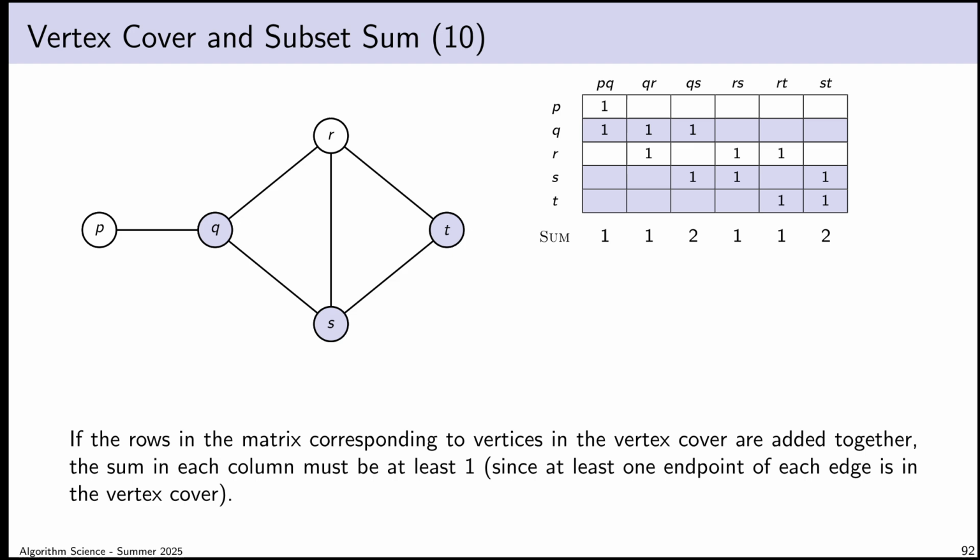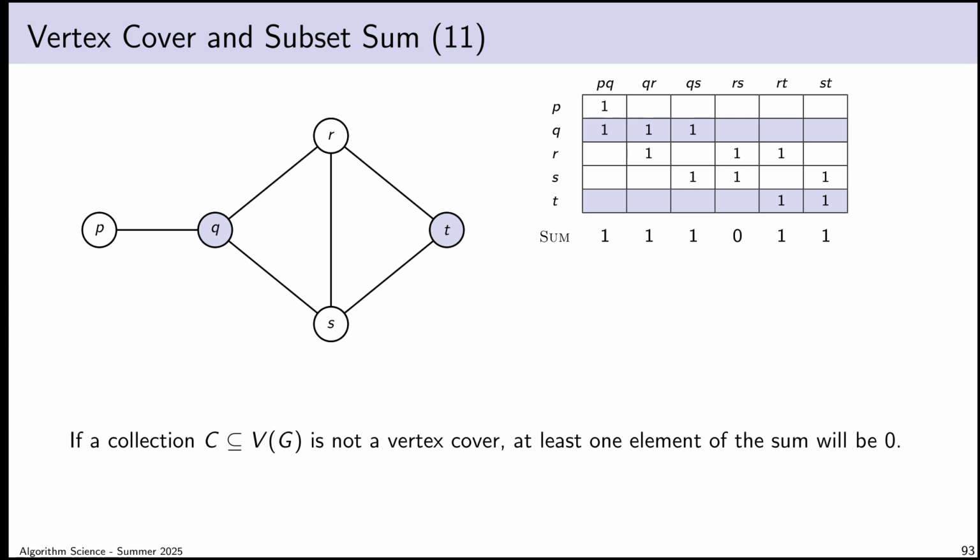If I look at those rows and add them all together, so I add together all of the shaded rows of the matrix and compute a sum, notice that the sum in every column has to be at least 1, because if I have a vertex cover, then at least one endpoint of every single edge must be in the vertex cover. So if I add together the corresponding rows, I should expect that a 1 is added in from the column corresponding to every edge, because every edge is covered.